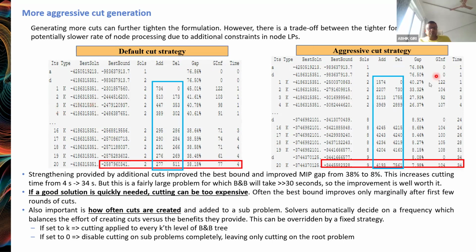So these two images show the default cut strategy and the aggressive cut strategy. The aggressive cut strategy is when you decide to apply more cuts to your problem. If you look at the default cut strategy on the left, it reaches around 41% optimal solution in 1 second, and then it is still stuck at 38% after another 3 seconds.